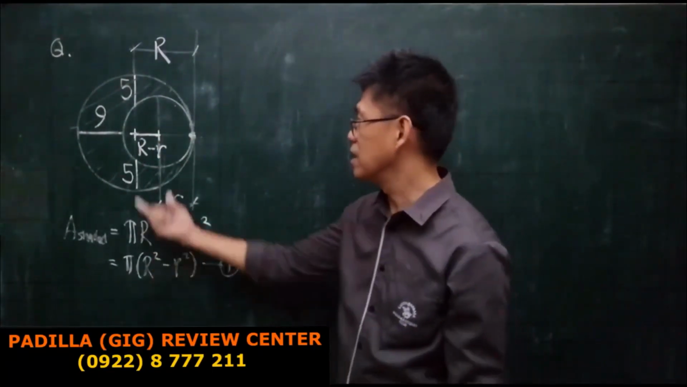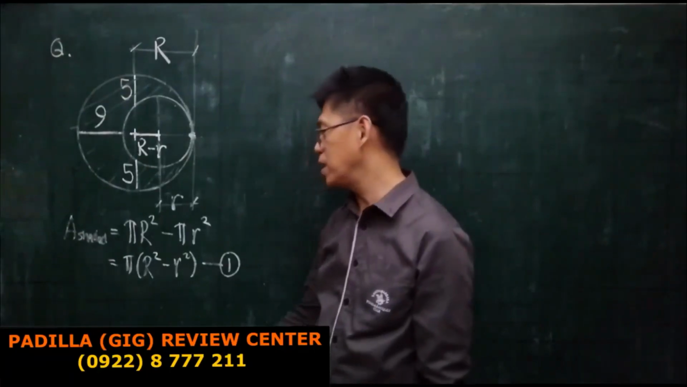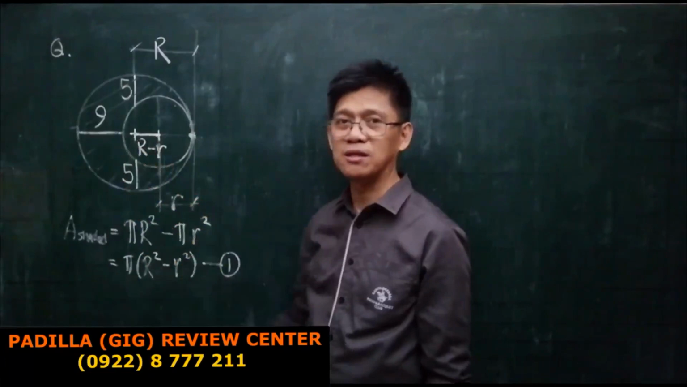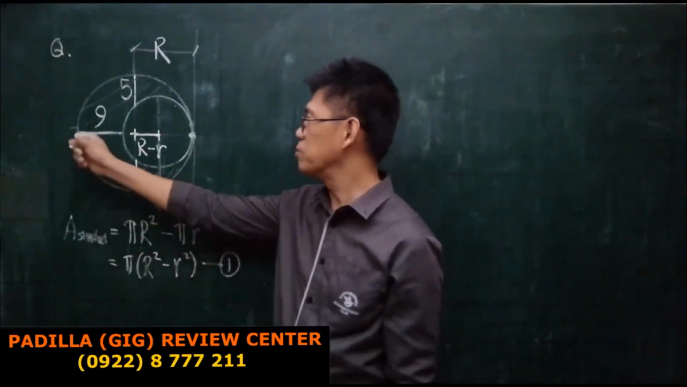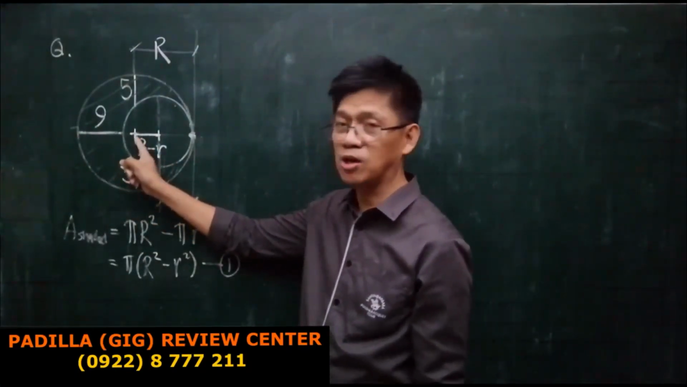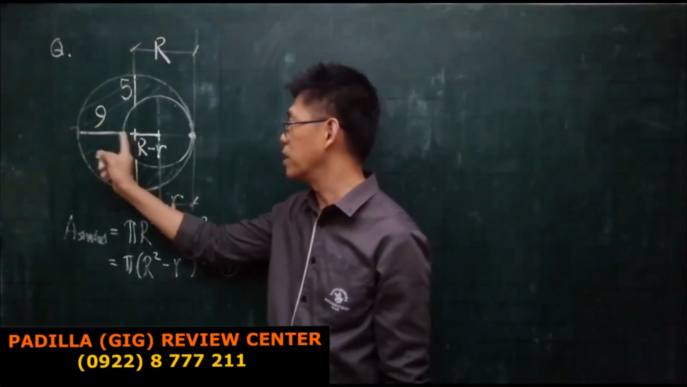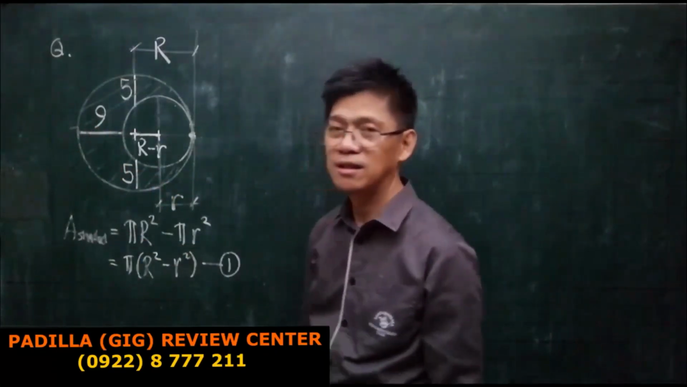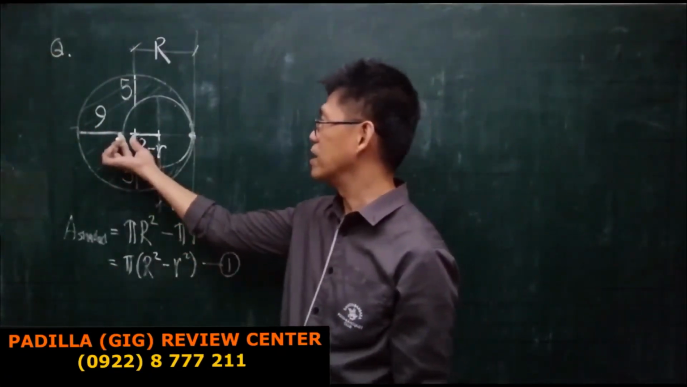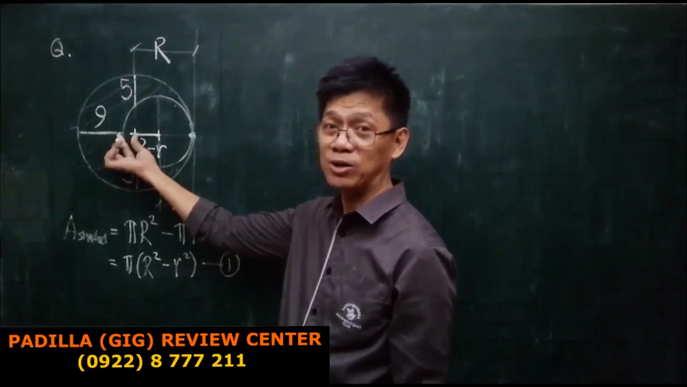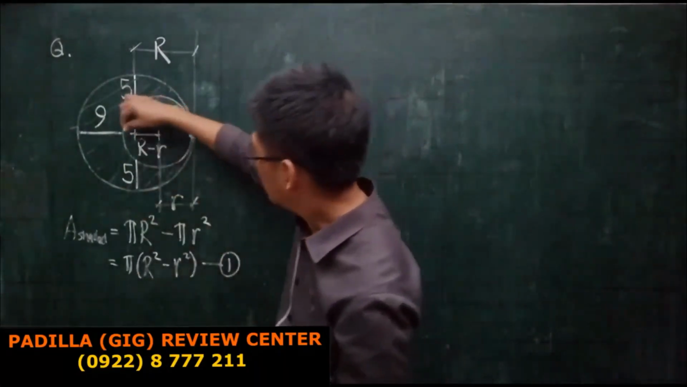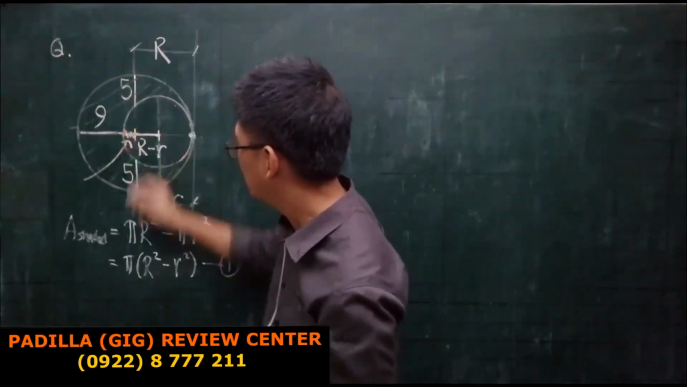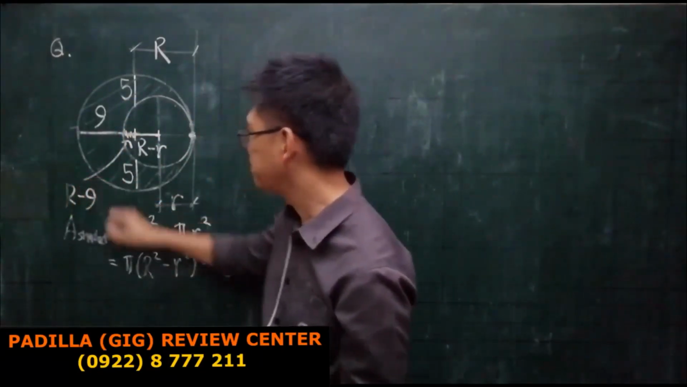So how are we going to use that? How shall we get two equations between R and r utilizing this segment? Like this. Let me make use of this 9. This is the center of the big circle. This is from here to here. That's radius. If this is 9, this must be what? R minus 9, right? So, this segment here, this one is R minus 9.